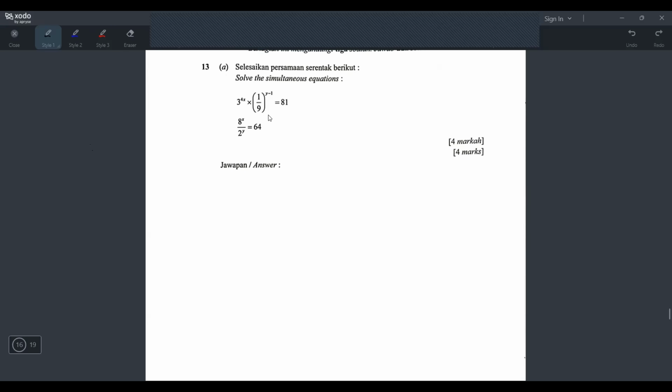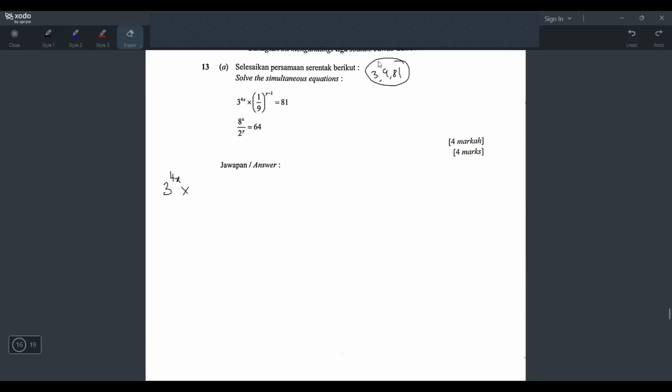13A, solve the simultaneous equations. First of all, if we look at this equation, we can simplify. How do we simplify this? 3 power 4x times... if you look at this, base 3, this one is 1 over 9, this one is 81. So 3, 9, and 81. These numbers are all base 3 numbers.